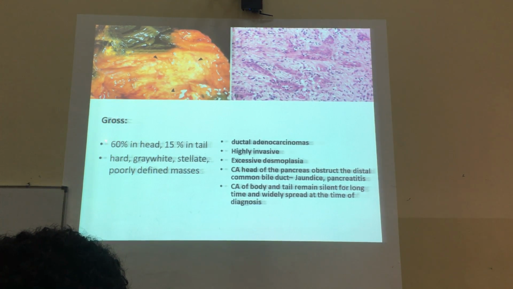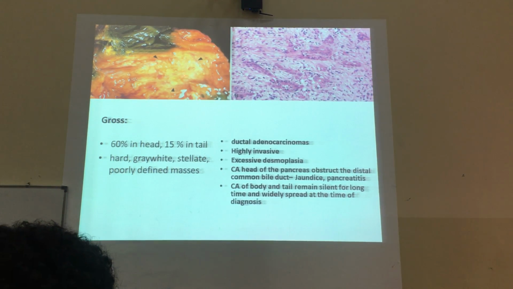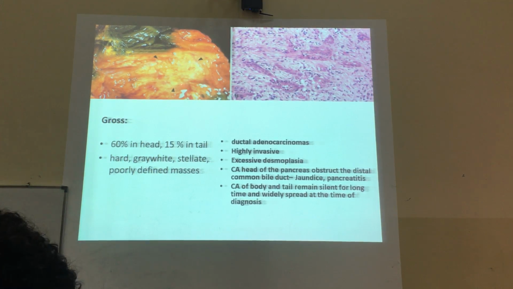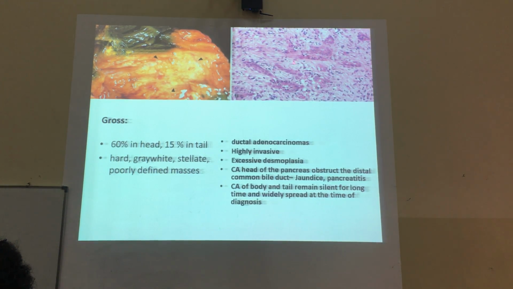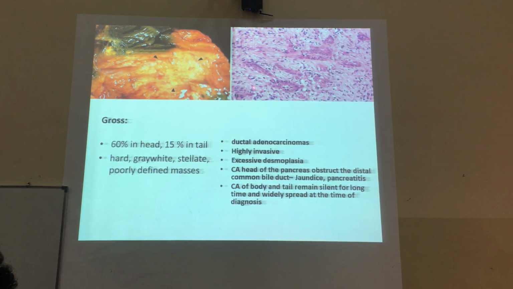It is usually 60% in the head and 15% in the tail of the pancreas. Hard, grey-white, stellate, poorly defined masses. You can see a lot of star-like or poorly defined masses; you don't know where it is starting or ending. Microscopically, it is highly invasive. As I told you at the start, fibrosis, excessive sclerosis or hardening, is the rule you will see on microscopic examination. Everywhere there is fibrosis except a few areas where you find some glands. So this pancreatic adenocarcinoma has excessive desmoplasia. The word desmoplasia again means high, excessive fibrosis.